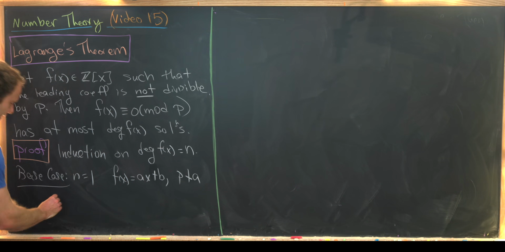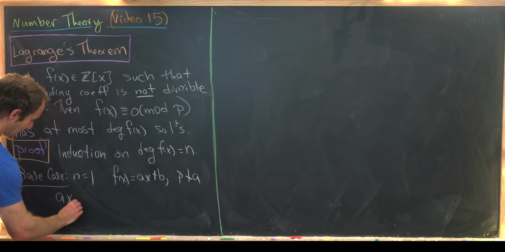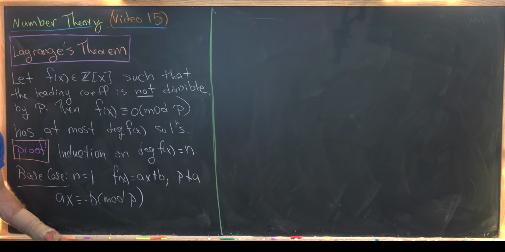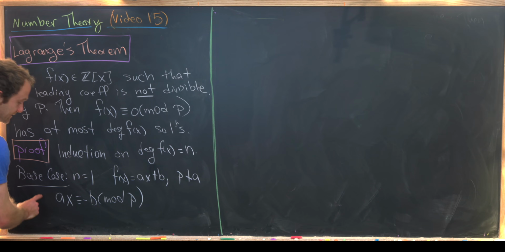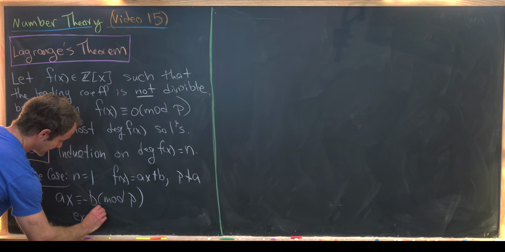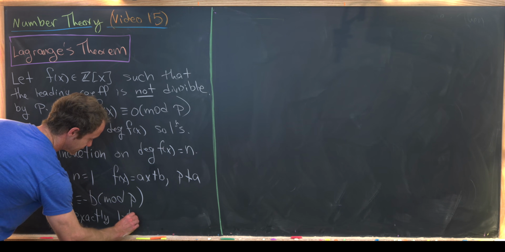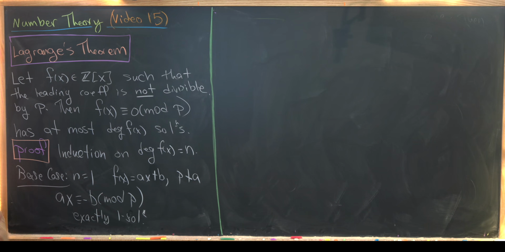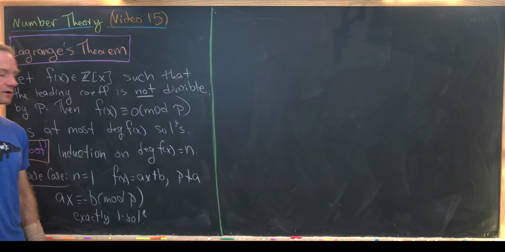And so that means we're trying to solve the congruence ax is congruent to minus b mod p. But then by a previous video, we know exactly how many solutions there are for linear congruences. And in this case, there is exactly 1. So I'll just write that down here, exactly 1 solution. And notice that 1 is most definitely equal to the degree of f(x) in this case. Again, that's by a previous video, and we've done lots of stuff with linear congruences already.